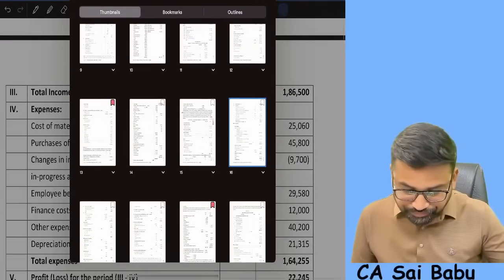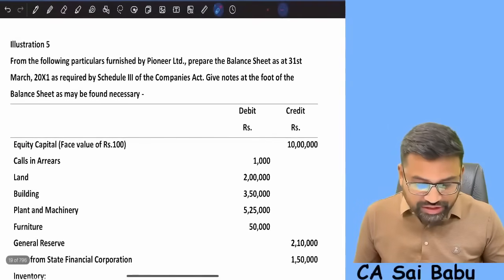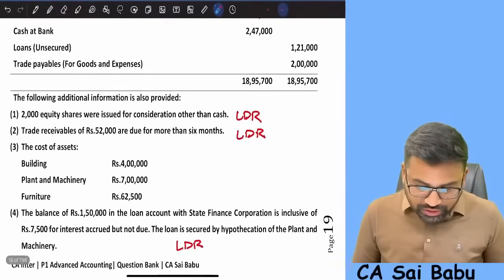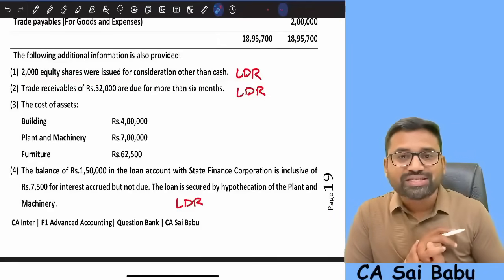Next, sir, illustration number 5 is one of the very important questions. In this question, you see additional information: 2,000 shares were issued for consideration other than cash.